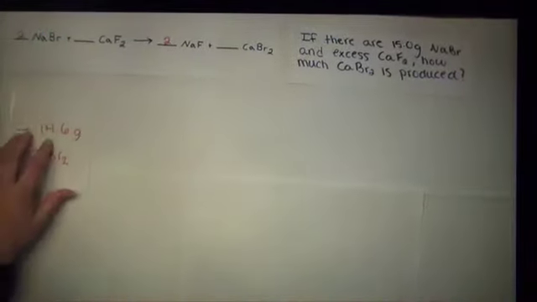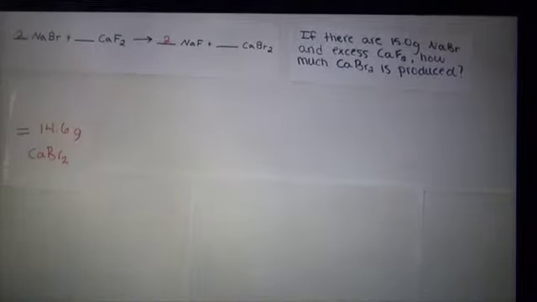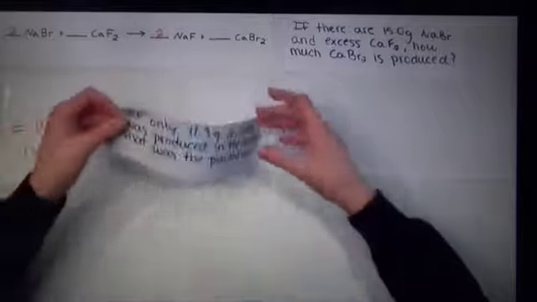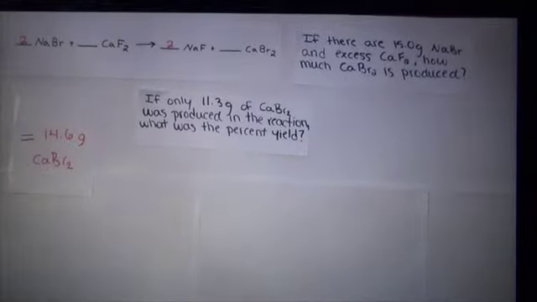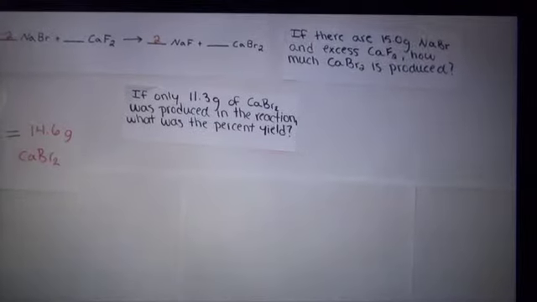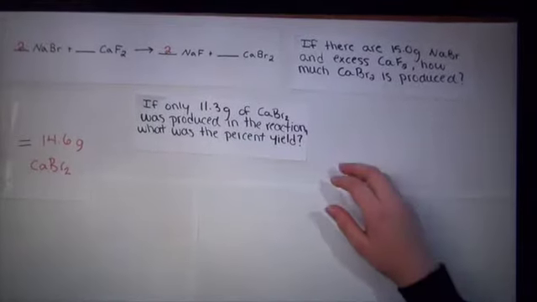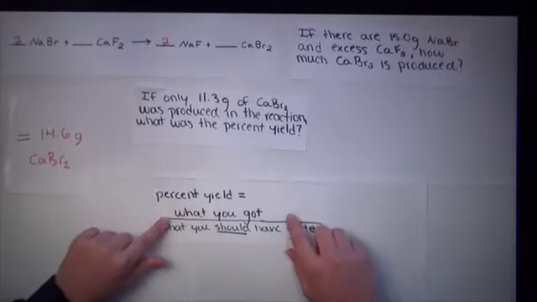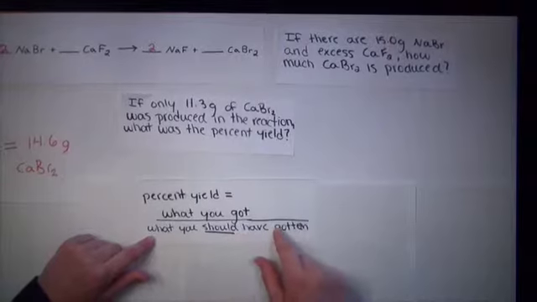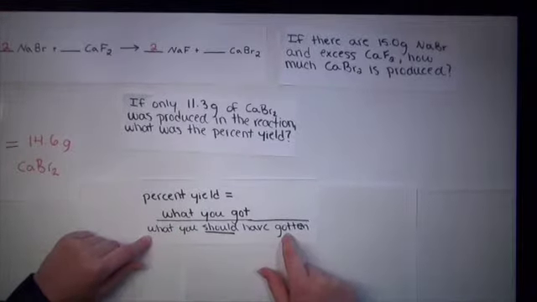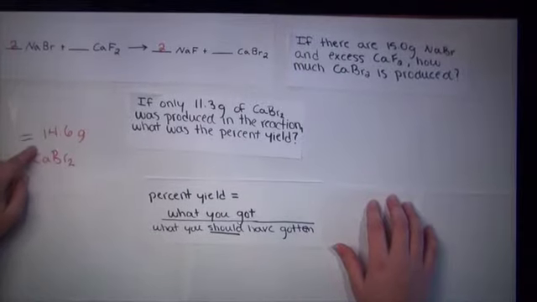Okay. So that's what we finished with, 14.6 grams, and now we're going to find the percent yield. So here's our problem. If only 11.3 grams of calcium bromide was produced in the reaction, what was the percent yield? To find percent yield, you do what you got in the experiment over what you should have gotten. Now what you should have gotten, that's what we figure out when we do the chart. So that was the 14.6 grams.